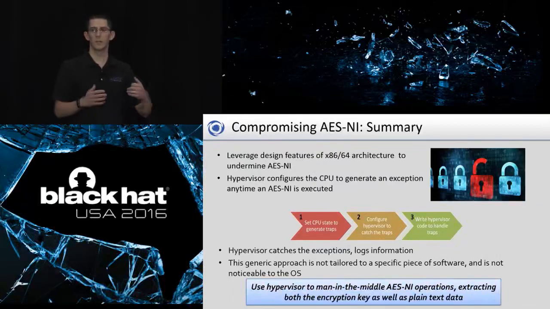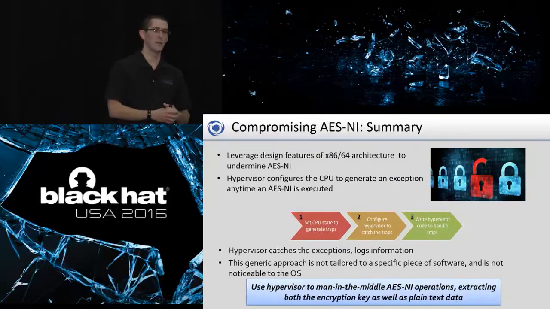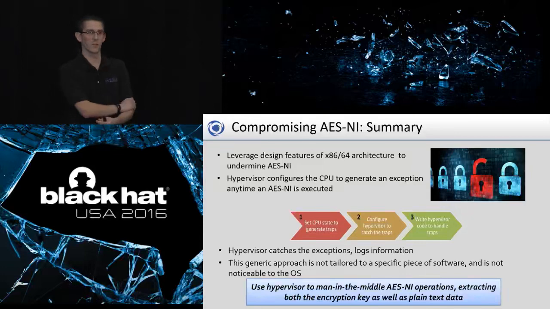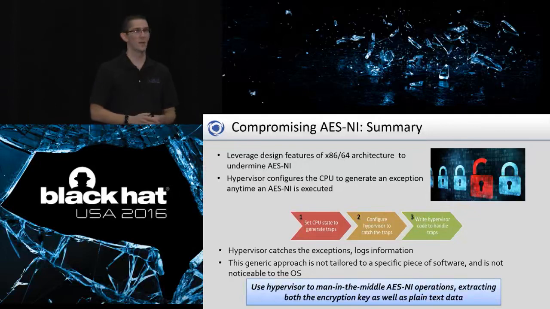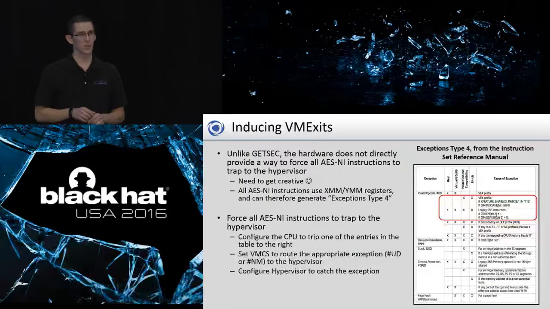So what we want to do is find a way to cause traps or VM exits to our hypervisor rootkit anytime AES-NI instructions are executed. So we want to put the CPU in a state where that happens. We want to configure our hypervisor rootkit to catch those events. And then we can kind of play man in the middle, right? Allow the encryption or decryption to happen, but spy on the keys that are being used. Log or store off the unencrypted data. So either before encryption or right after decryption, get that plain text and capture that. So that's what we're going to do.